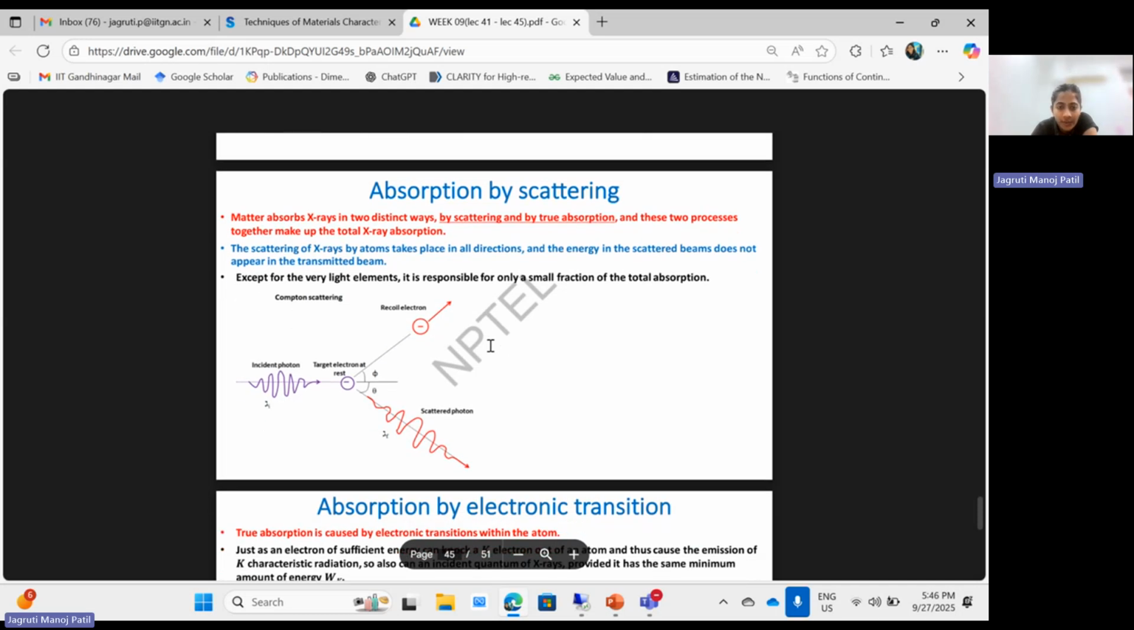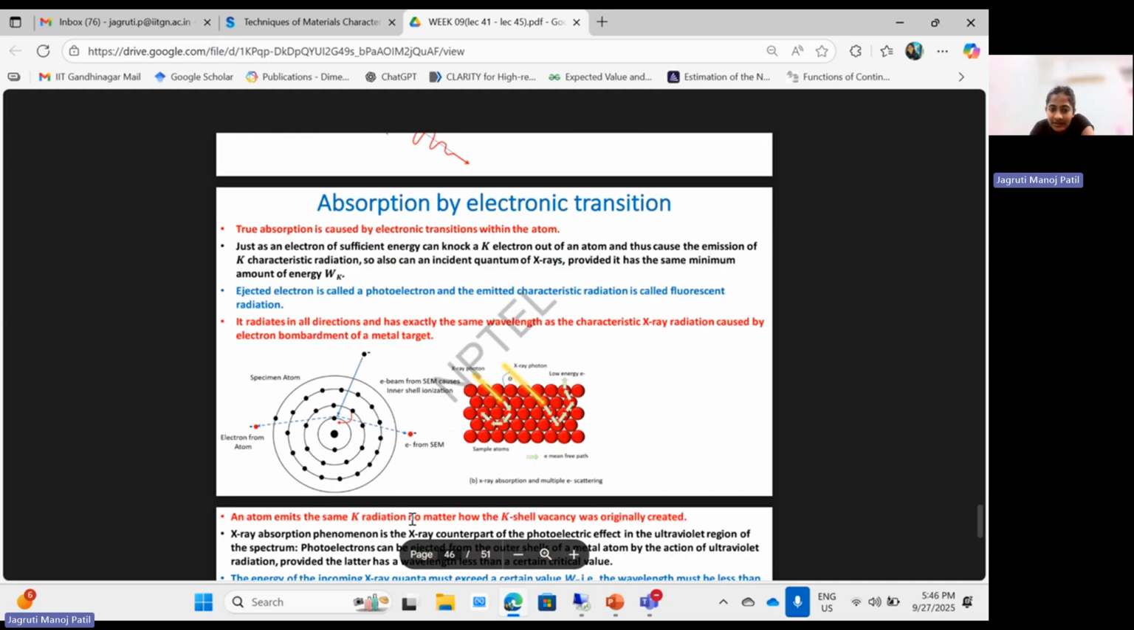Then you have absorption. So what happens? It's scattering, and then you have true absorption. So there are two fractions that will always happen. One can be scattered back, one can be reflected back, one can get absorbed into the same material there itself.